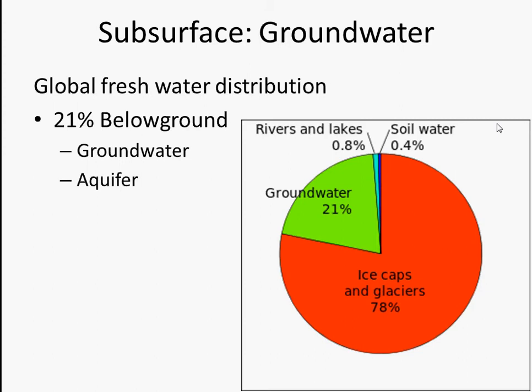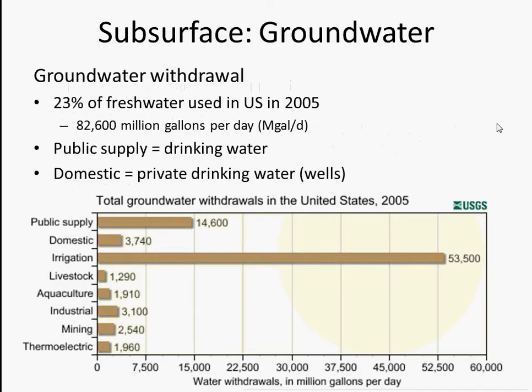You can see the vast majority of freshwater is frozen, at least at this point. But 21% of it is below ground in groundwater and aquifers. And you can see the majority of the class we've been talking about surface water, and that really only makes up a tiny fraction of the freshwater on the globe. But it does make up a lot of the freshwater that we use.